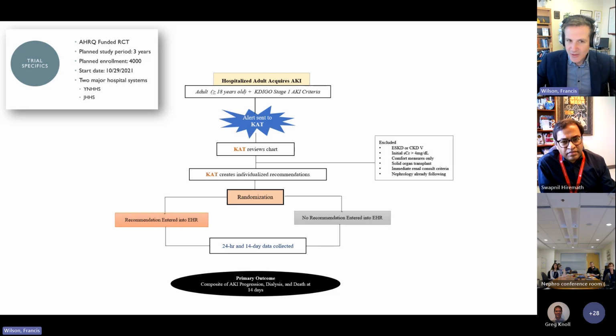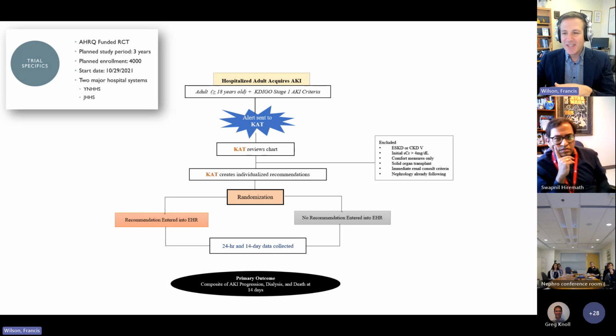The Kidney Action Team does an electronic chart review and creates individualized recommendations. Then, and only after they've made their recommendations, does randomization happen. So very key, they don't know a priori if this patient is getting randomized to their intervention or not. It's all sent into the system. Then they're randomized. If they're randomized to the intervention, I'll show you what happens. A note is populated into the electronic health record that's specific to that patient. If they are randomized to usual care, nothing happens. But importantly, we still know what the recommendations are. So we can follow whether the teams would have done those recommendations anyway, even if they didn't get them specifically.